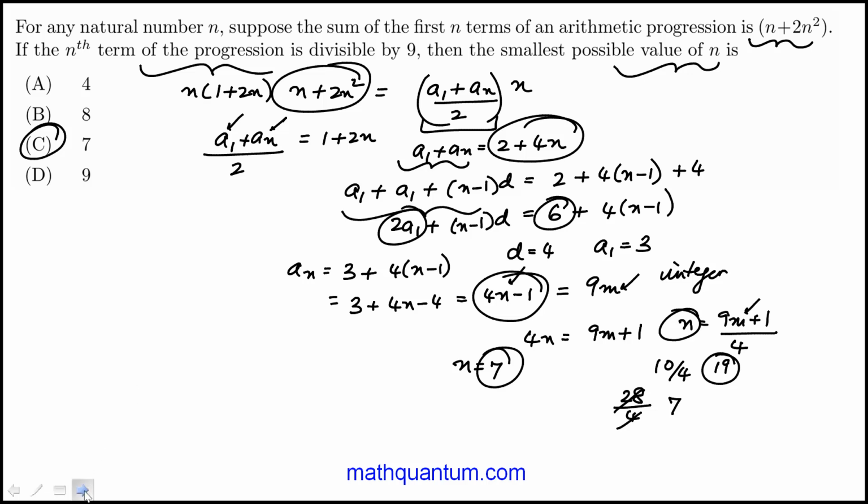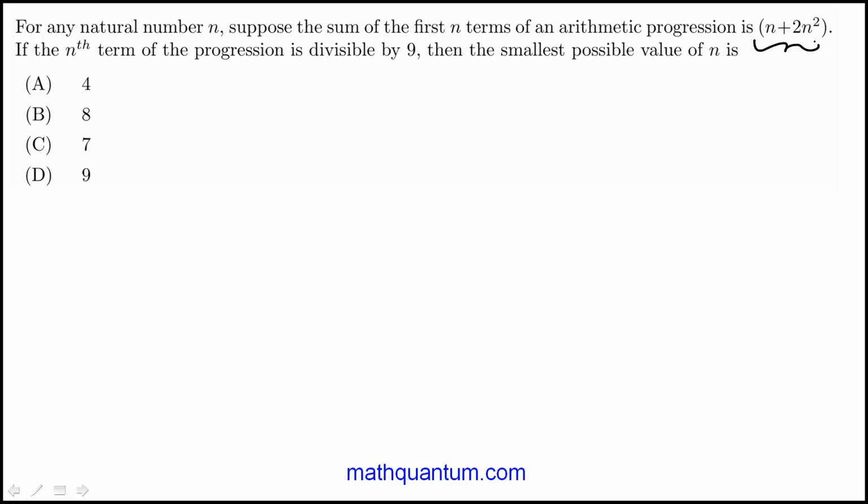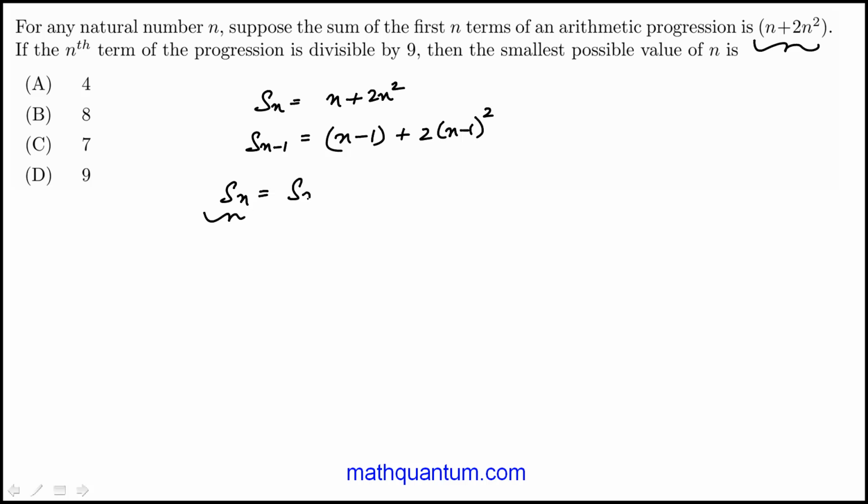The second approach is that if you're given the sum, then this is the sum of the first n terms, and the sum of the n minus 1 terms would be, you just replace n with n minus 1. And we know that the sum of n terms would be the sum of n minus 1 terms plus the nth term. So that way we'll get an expression for the nth term. So we're just looking for the difference here.